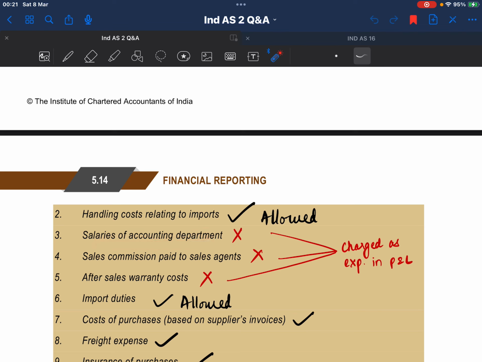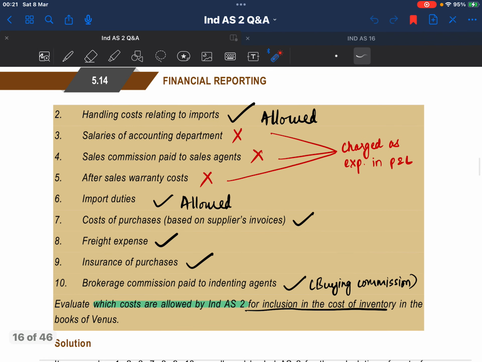Salary of accounting department, sales commission paid to selling agents, and after-sales warranty costs are not allowed, and they are straight away charged in the statement of P&L. Import duties are allowed. Costs of purchase based on supplier invoice are allowed. Freight expense is allowed. Insurance of purchases is allowed. Brokerage commission paid to indenting agents is also allowed, which is the buying commission.